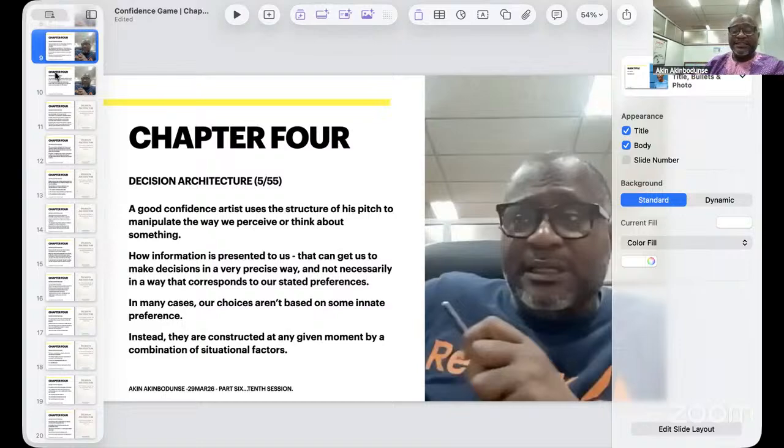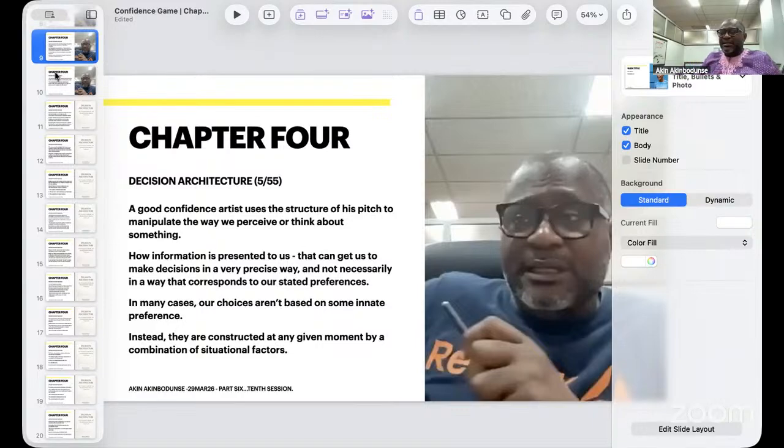So how information is presented to us can get us to make decisions in a very precise way, and not necessarily in a way that corresponds to our stated preference. So how the information gets to us can affect the decision we make, irrespective of our preference, right? So it's the way it is constructed, the way it is presented, can push us in one direction or the other, right? In many cases, our choices aren't based on some innate preference, right? It's not what our preference is.